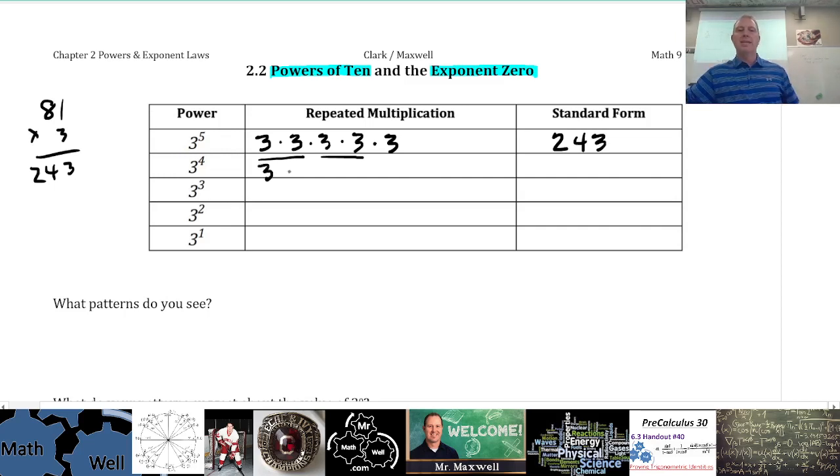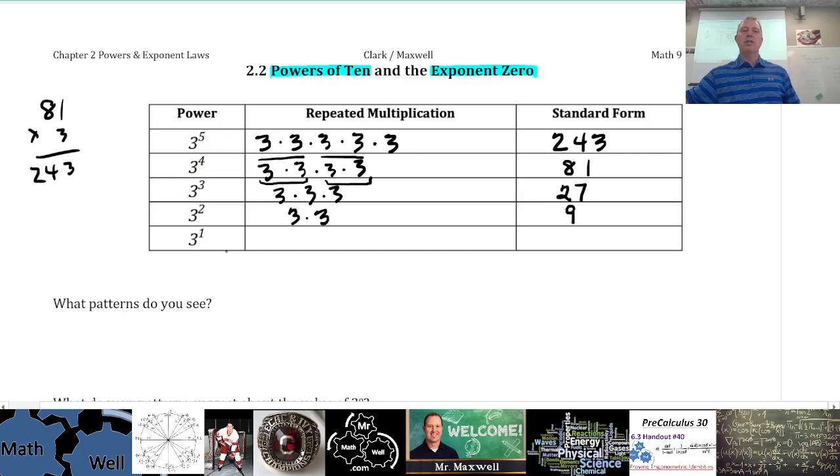Okay. What about the next one? Well, this is going to get easier, I think. 3 times 3 times 3 times 3. That's 4 times. What's that answer? Well, as we said, we're going to group those 3 by 3s together. So that's 9 times 9 is 81. Awesome. All right. 3 times 3 times 3 is 27. Very good. 3 squared, we know, is 3 times 3.